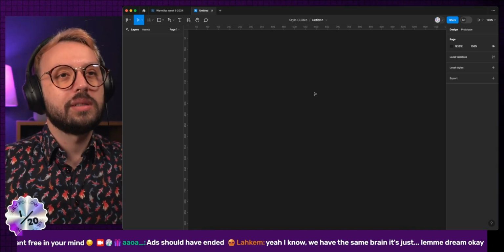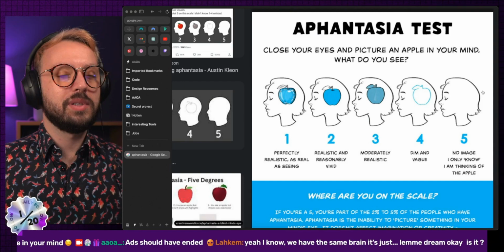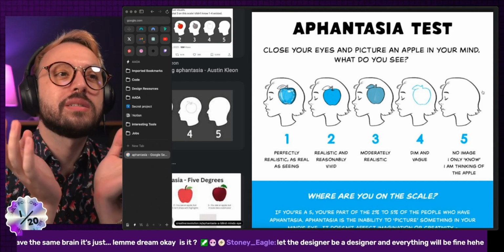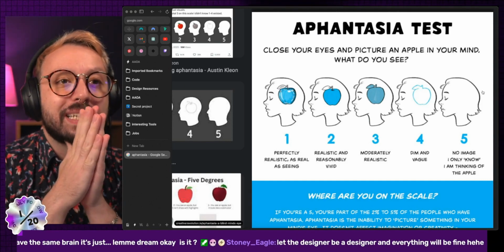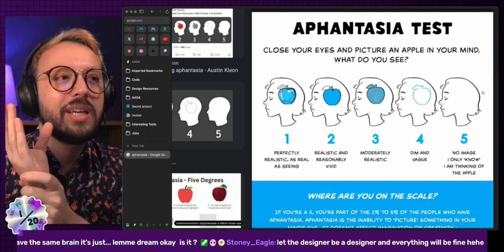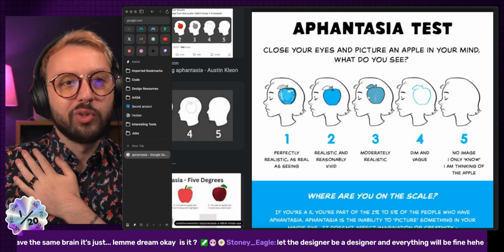We need to talk about the aphantasia thing also, because that's pretty important. Basically, you have officially 5 levels when I'm telling you to picture an apple in your head and what you can see. So that's how you know what type of aphantasia level you are. And most people, it's the 2, 3, and 4.